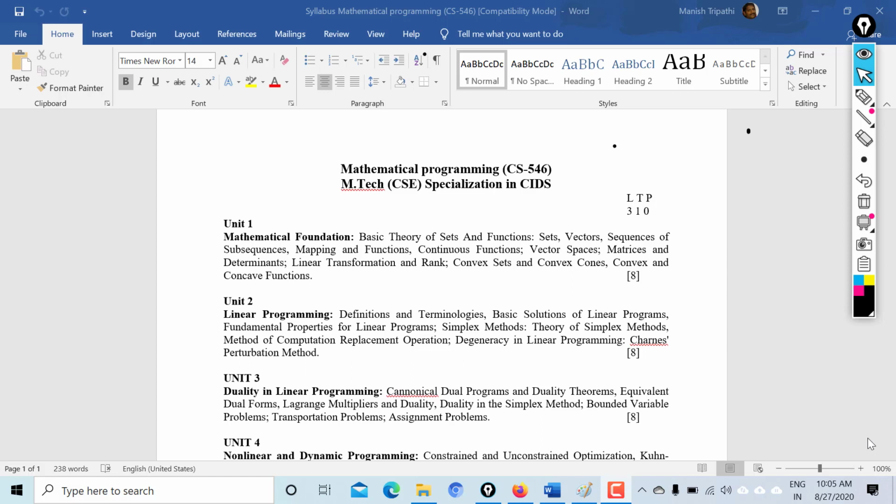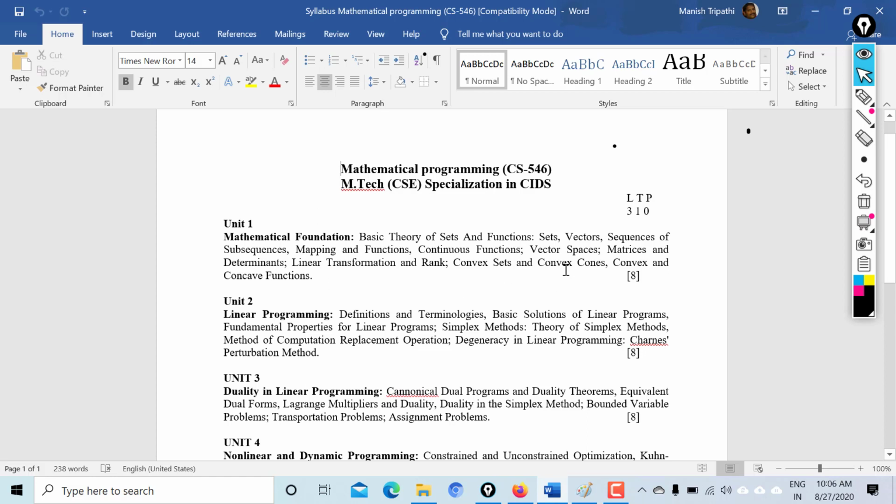I am going to start the mathematical programming subject. The code of the subject is CS546. It has been divided into 5 parts, unit 1 to 5. In unit 1, we will discuss mathematical foundation. In this, basic set theory and function, sets, vector, sequence of subsequences, mapping function, continuous function, vector spaces, matrices, determinant.